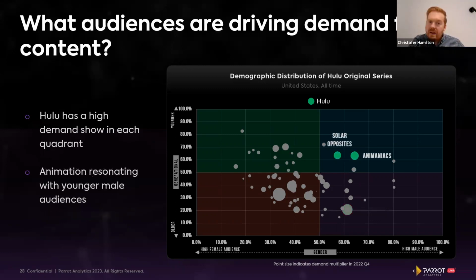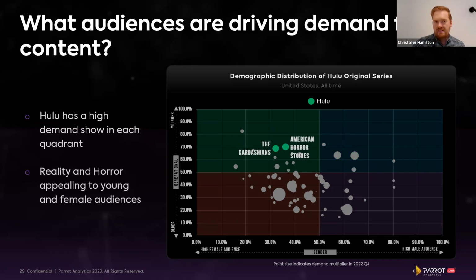And in the upper right quadrant, so where Disney Plus was really strong, we see two Hulu originals that had high demand in 2022, catering to this demographic. So Solar Opposites and Animaniacs, and there's a bit of a pattern there. We know that animation tends to resonate with younger male audiences. So Hulu's original series that are animated tend to satisfy that younger male demographic.